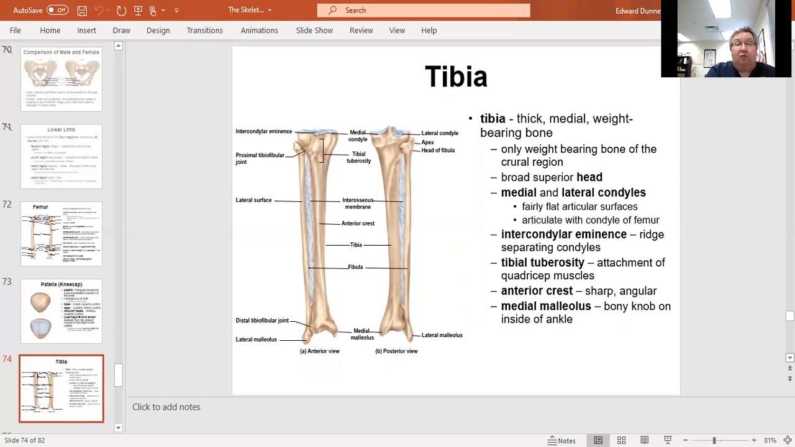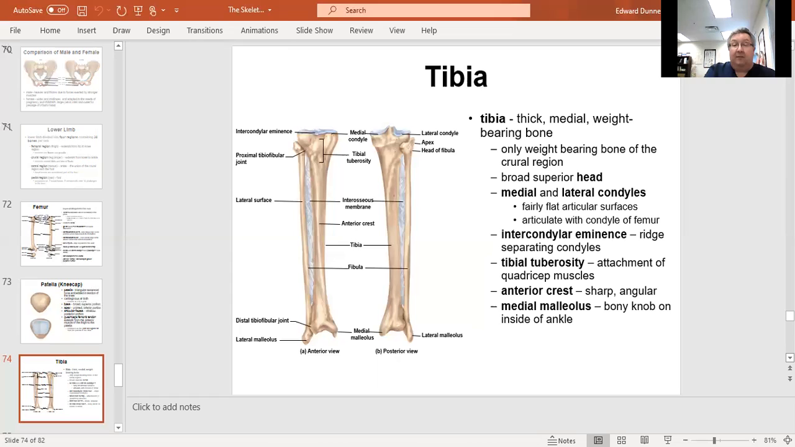On the top, on the proximal side, you have the medial and lateral condyles. The medial and lateral condyles of the tibia articulate with the condyles of the femur. In between the condyles of the tibia is something known as the intercondylar eminence. It's a ridge that separates the condyles. It looks like a mountain range. Again, in between the condyles. Eminence means large. The tibial tuberosity is in the anterior portion, anterior proximal, right in the middle.